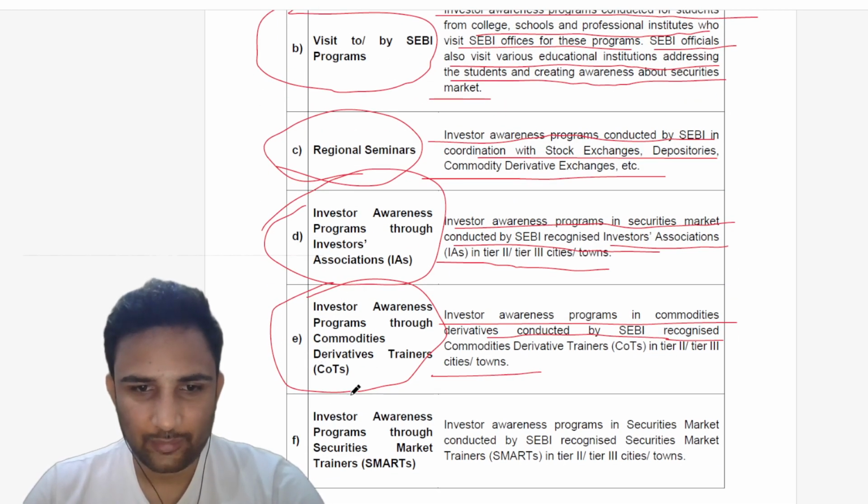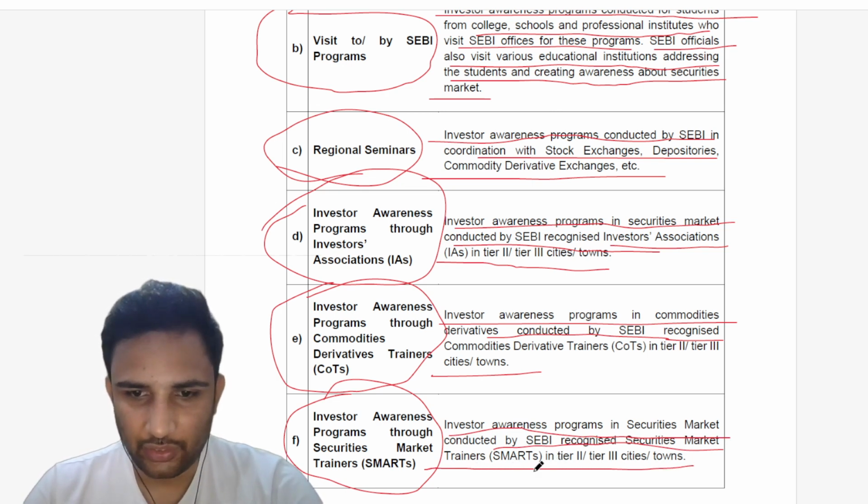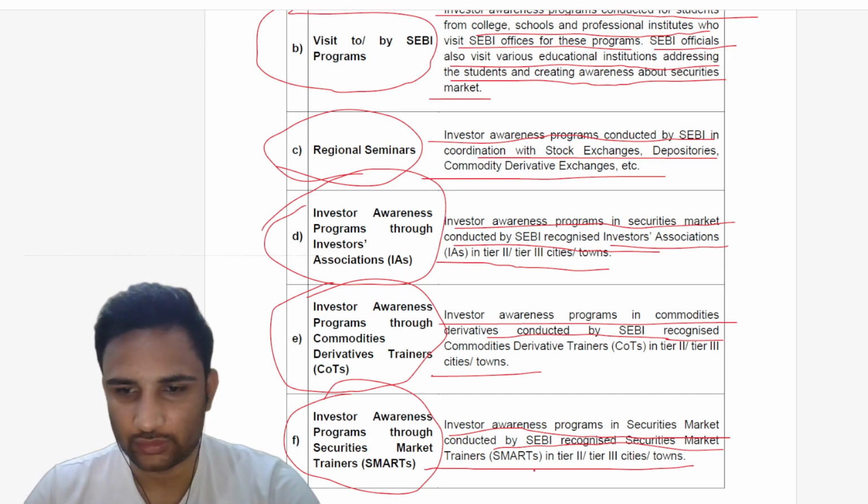Last one is the awareness program through securities market trainers, where the investor awareness programs in securities markets are conducted by SEBI recognized securities market trainers, which is short form for SMARTs, in tier 2 and tier 3 cities and towns.